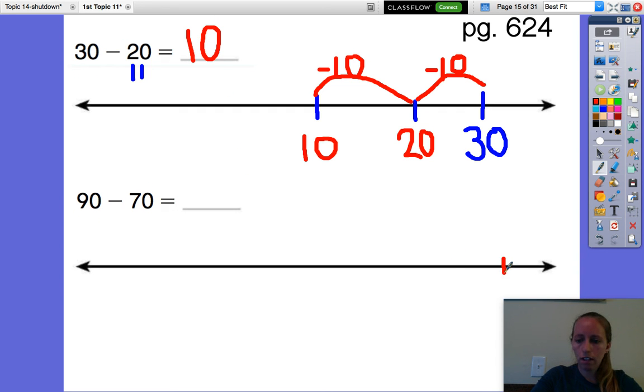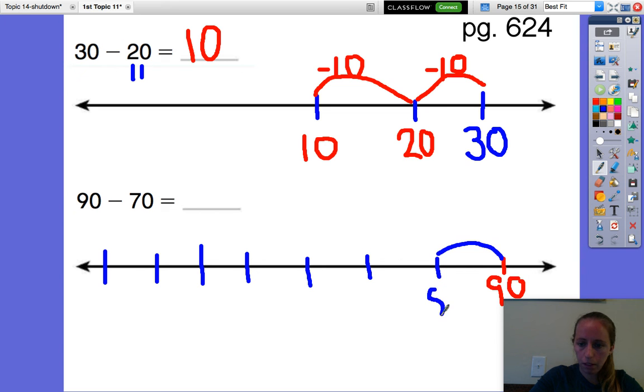Okay, so I have to write 90 down here because that's what I'm starting with, right? And I have to take away 70. 70 is 7 groups of 10, right? 7 groups of 10. So I'm going to draw 7 tick marks, right? 10, 20, 30, 40, 50, 60, 70. Okay, take away 10. I'm left with 80. 90, 80, take away 10, and I have 70.